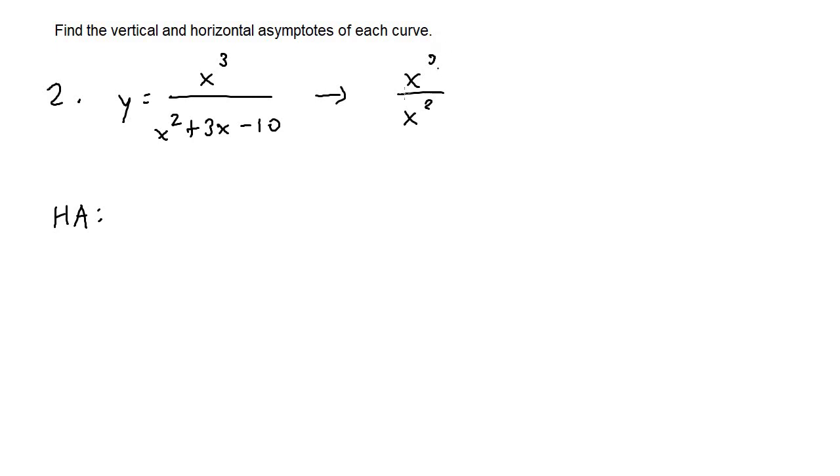slant asymptote. I can also simplify x cubed over x squared down to x, and so x over 1, obviously that's still a top-heavy function. So the horizontal asymptotes, there are none.